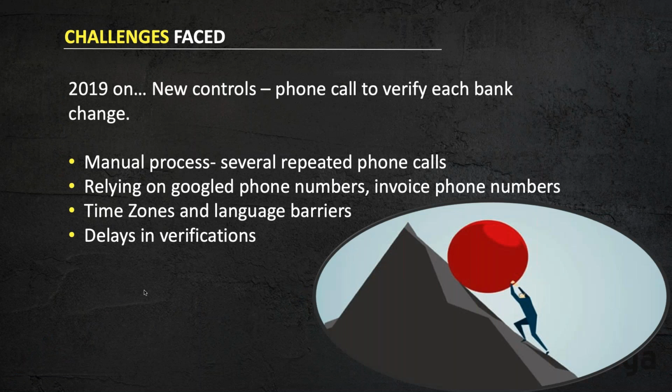After 2019, we implemented some new controls, and I was placing a phone call to each supplier when there was a vendor change sent through. This was extremely manual. I was making several repeated phone calls to verify data. I was unsure of who I was calling, relying on phone numbers off of invoices and what I Googled. We also are global suppliers, so I was hit with time zones and language barriers. And really it was causing a delay in verifying this bank detail and making sure our suppliers were paid on time.